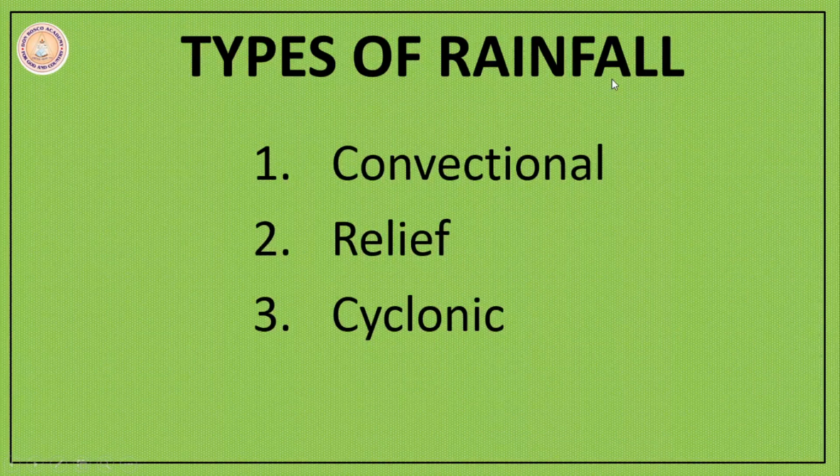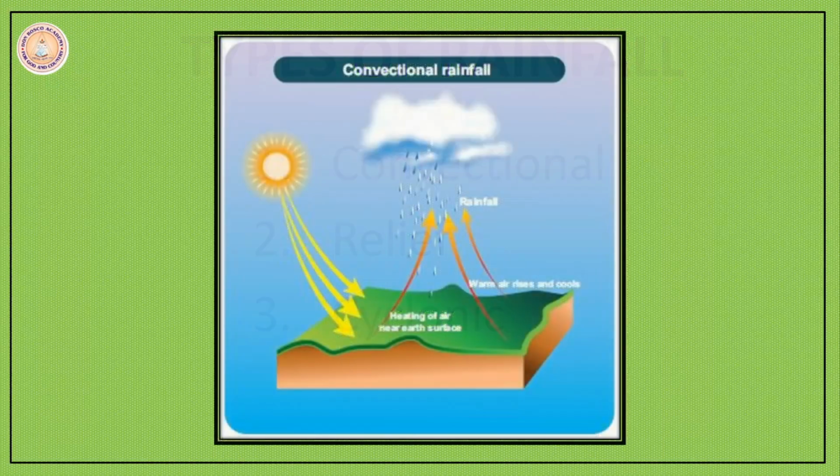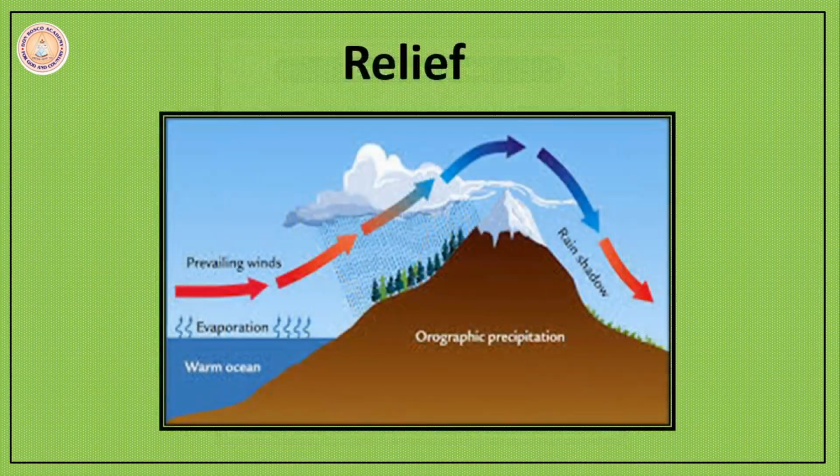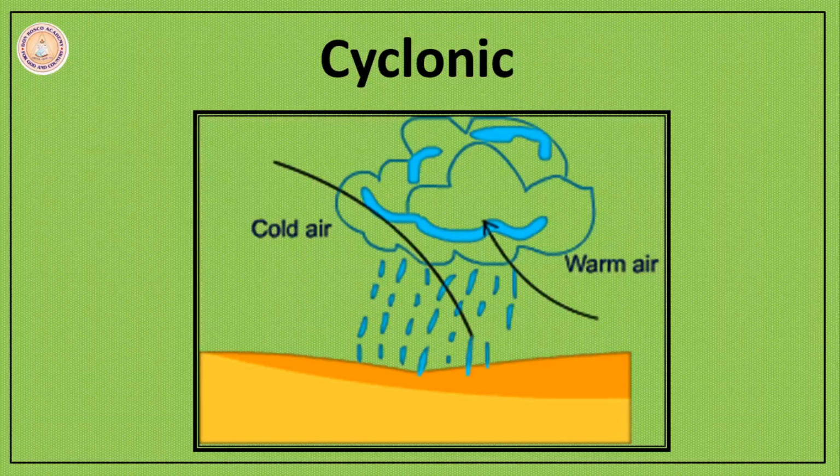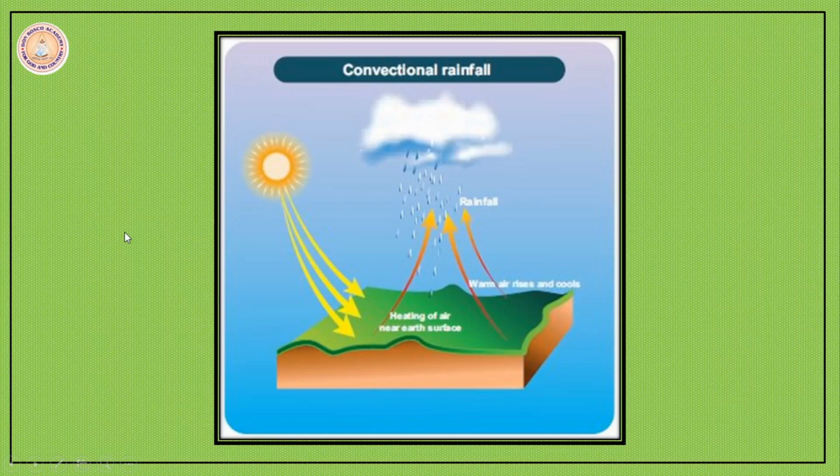Now, you have to learn about the types of rainfall. Now, basically, there are three types of rainfall: convectional, relief or orographic, and cyclonic. So let us learn first about convectional rainfall. Now, convectional rainfall occurs in areas which is very hot, especially near the equator.